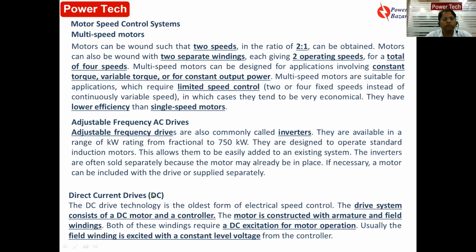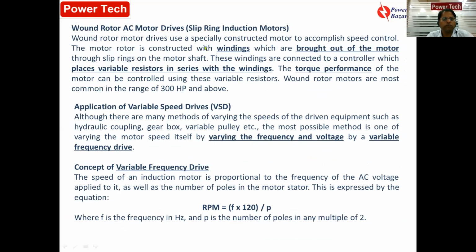Direct current drives. So DC drives, in which you have a DC motor and a controller. Motor is constructed with an armature and field windings. Both these windings require DC excitation for motor operation. So by changing the DC excitation, your speed can be changed. Now field winding is excited with a constant level voltage from the controller. So with this, through DC drives, we can change the speed of the motor.